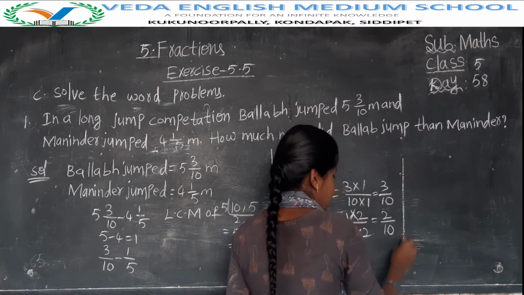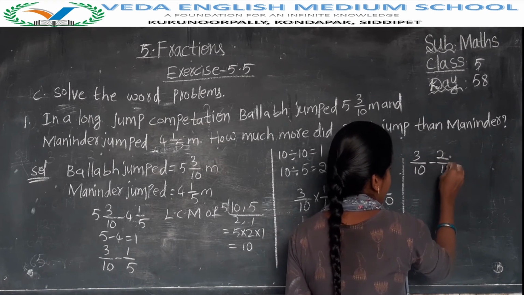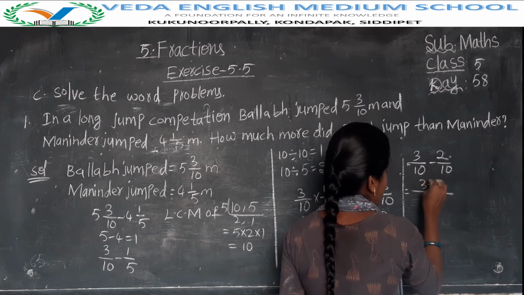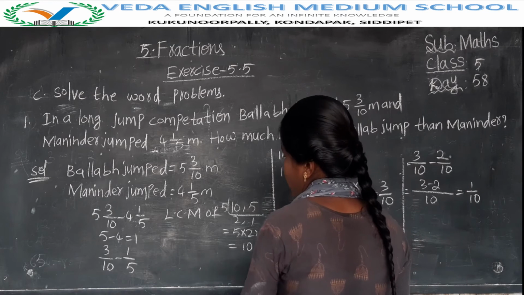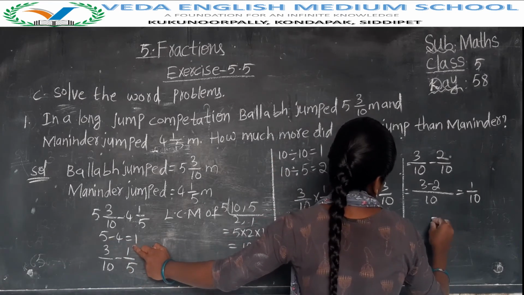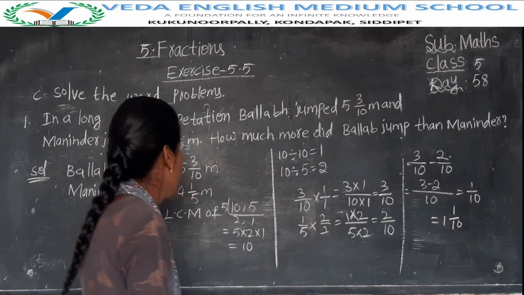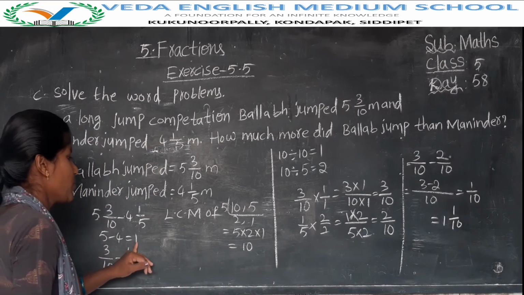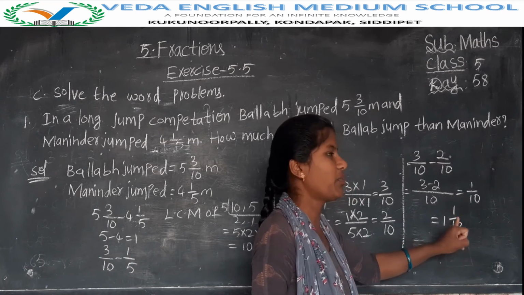Then we have to subtract: 3 by 10 minus 2 by 10. Take the denominator as 10. 3 minus 2 is 1, so 1 by 10. But before that, what do we have to write? 5 minus 4 is 1. Why do we have to write it? Because it is a mixed fraction. In subtraction of mixed fractions, the answer from subtracting the whole numbers is written before the fraction. Now we can write this as 1 into 1 by 10.